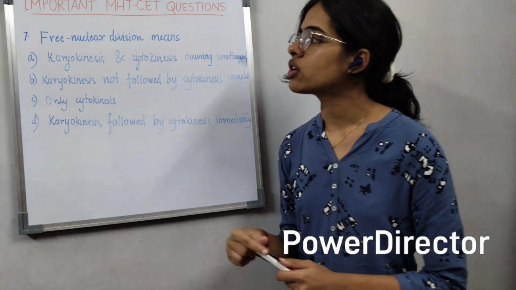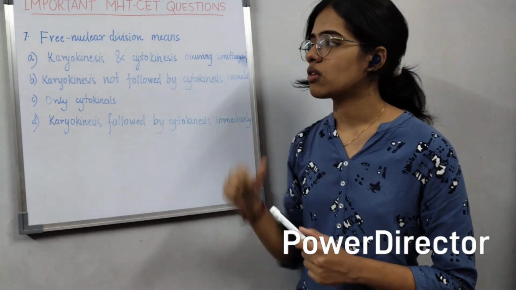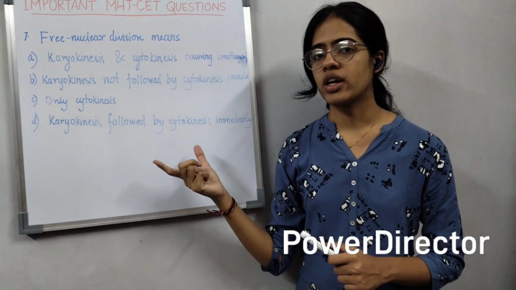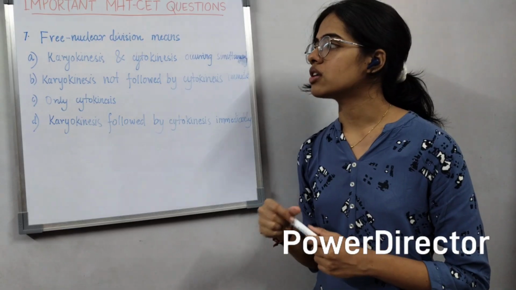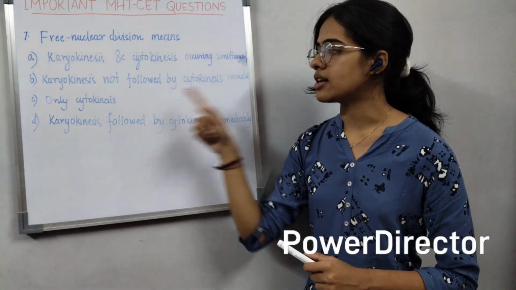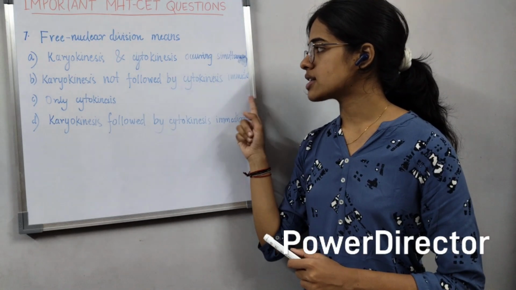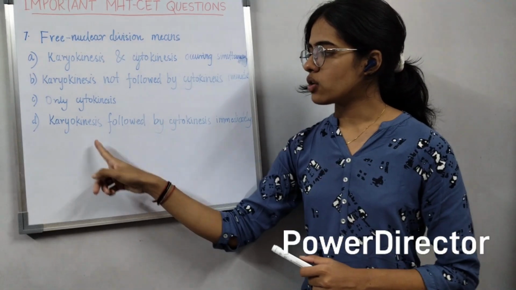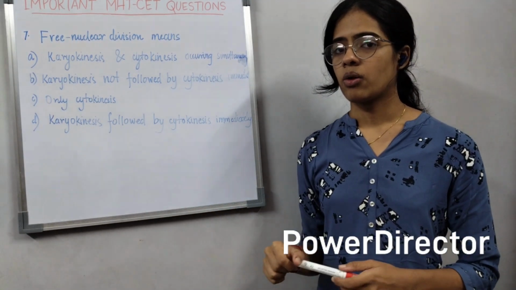Okay, so this question is free nuclear division means. So you have come across the term of free nuclear division. So what it means actually? The options given: karyokinesis and cytokinesis occurring simultaneously. Karyokinesis not followed by cytokinesis immediately. Only cytokinesis, karyokinesis followed by cytokinesis immediately.